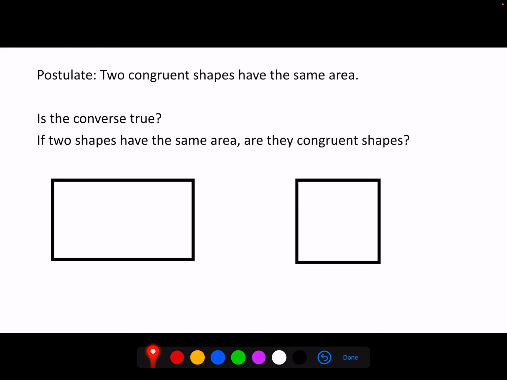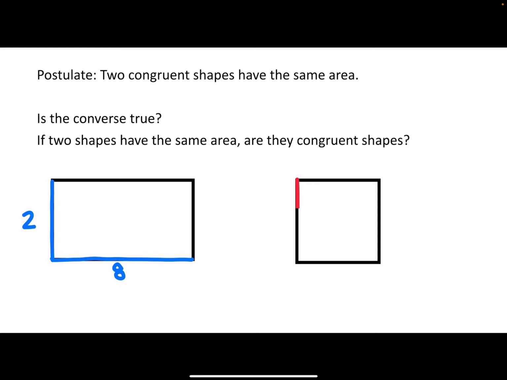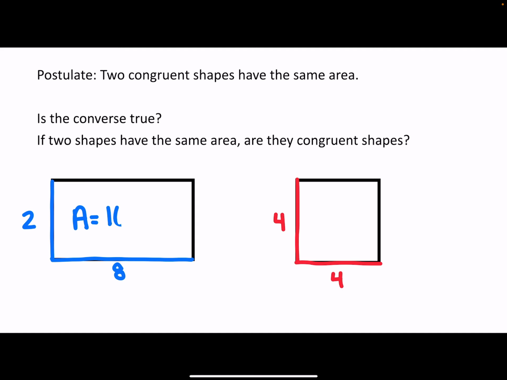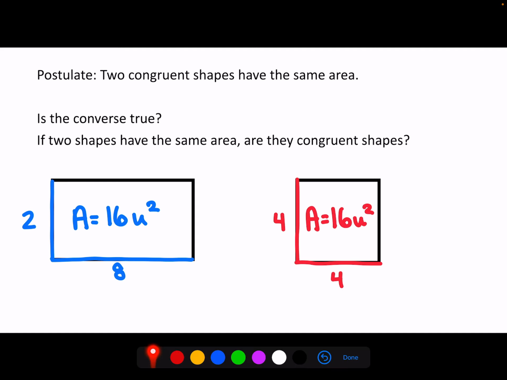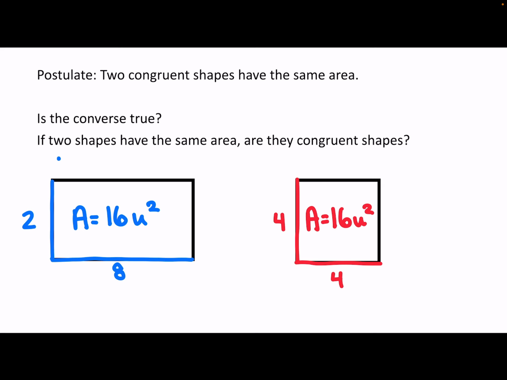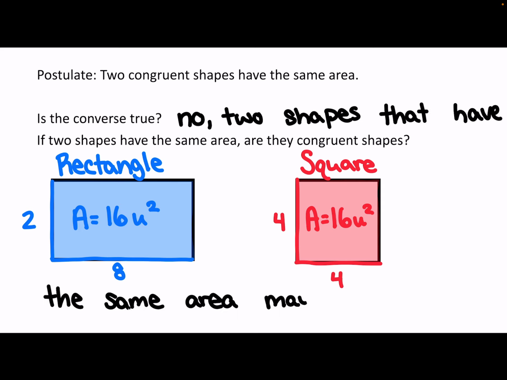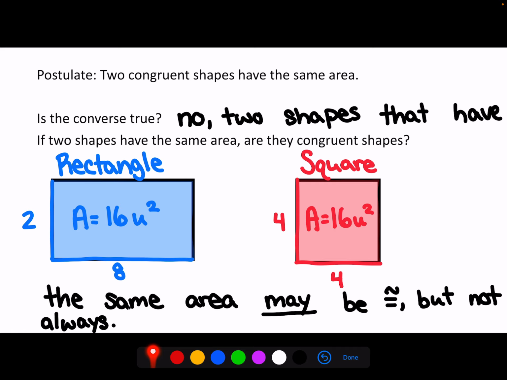Here I have a rectangle and a square. My rectangle is going to be 2 by 8, and my square is going to be 4 by 4. If I find the area for each of these, I'll get 16 units squared for each area. So as we can see, they have the same area, but one is a rectangle, while the other shape is a square. So no, it doesn't mean that they will be the same shape, but it doesn't mean that they're not the same shape either.